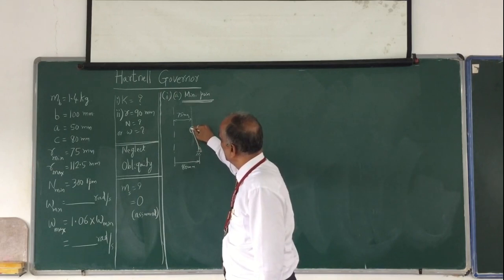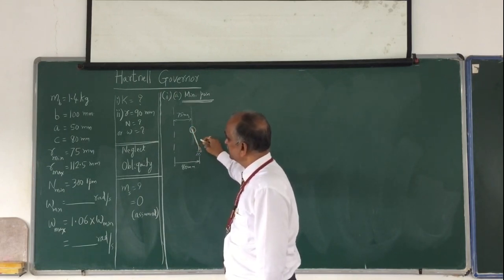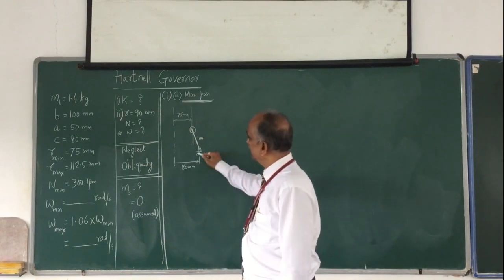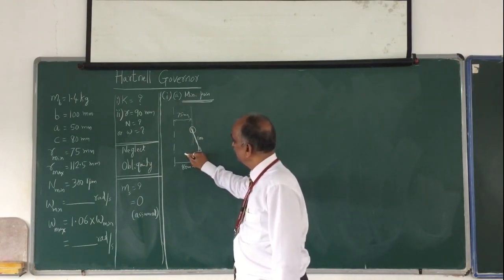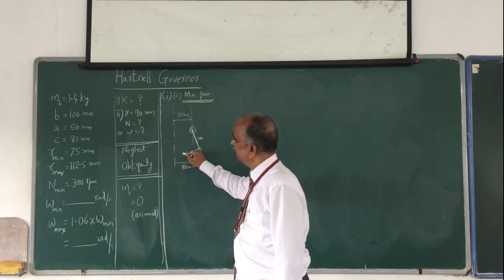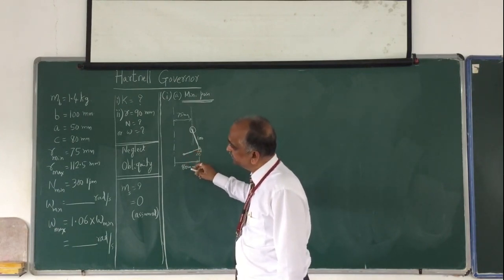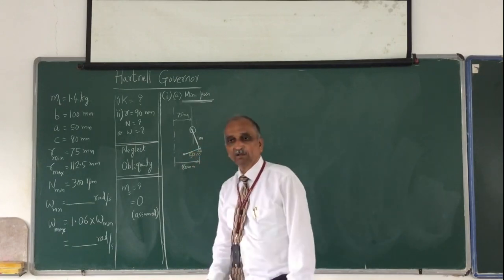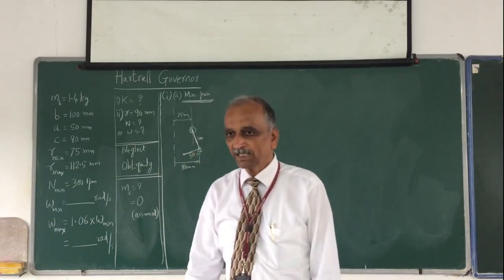And this is the ball arm. And how much is this distance? This is 100, the ball arm. And perpendicular to this ball arm, you have the sleeve arm. And that distance is 50 mm. Okay, everything is right, fine.